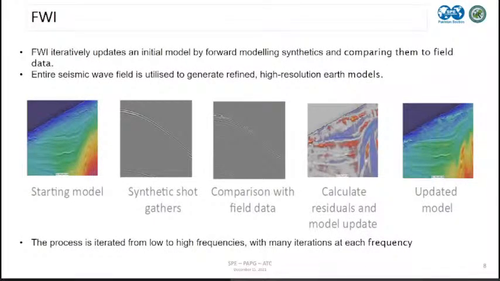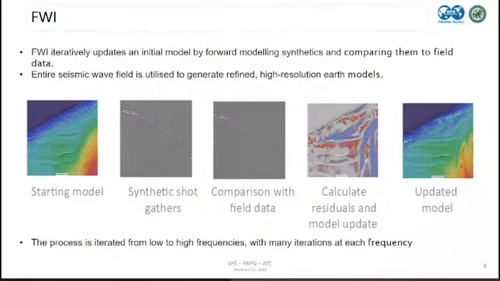So you have a starting model, you create synthetics from your starting model and the source signature, and then you compare that with the raw recorded shot seismic. So, raw seismic against your synthetics that you have created from your starting model and source signature, and the mismatch between the synthetics and the recorded seismic is backpropagated as a residual into your velocity model, and you get an updated velocity model, and that's what you see on the right-hand side.